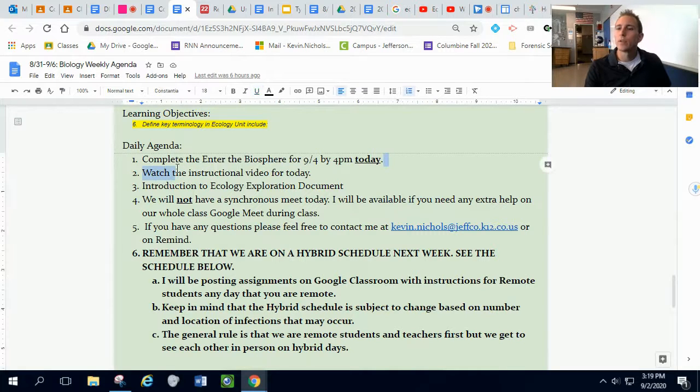Now don't forget, we do still need to complete that Enter the Biosphere by 4 p.m. today. Again, even if you're working on the assignments, we have to be doing the Enter the Biosphere in order to be marked present for that class period. So if you keep getting marked absent, even if you're doing some of the work, make sure you're going in and completing that Enter the Biosphere.